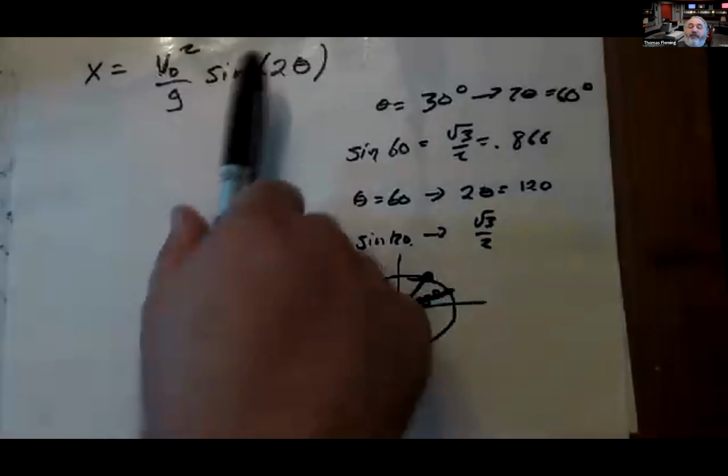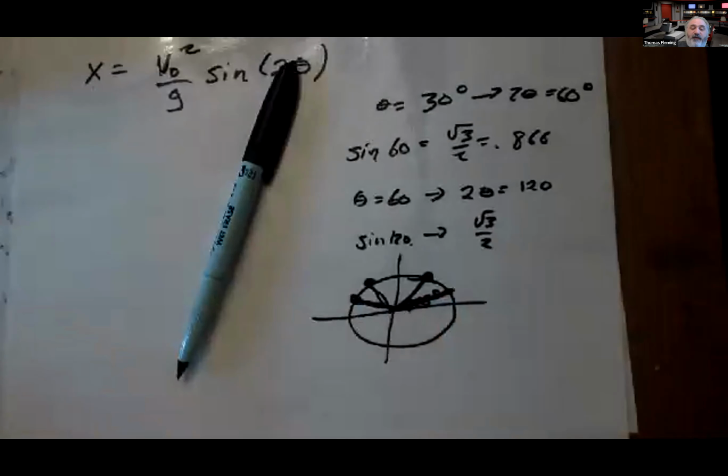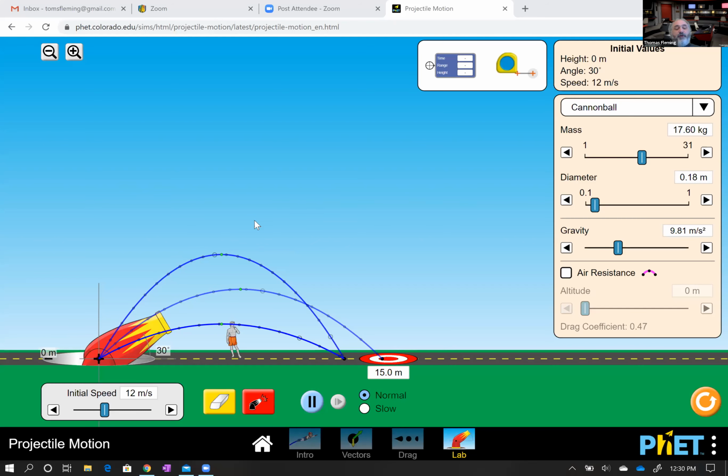So, for instance, if I go back to the simulation, 30 and 60 worked great. What if I crank this thing down? Let's clear these out.